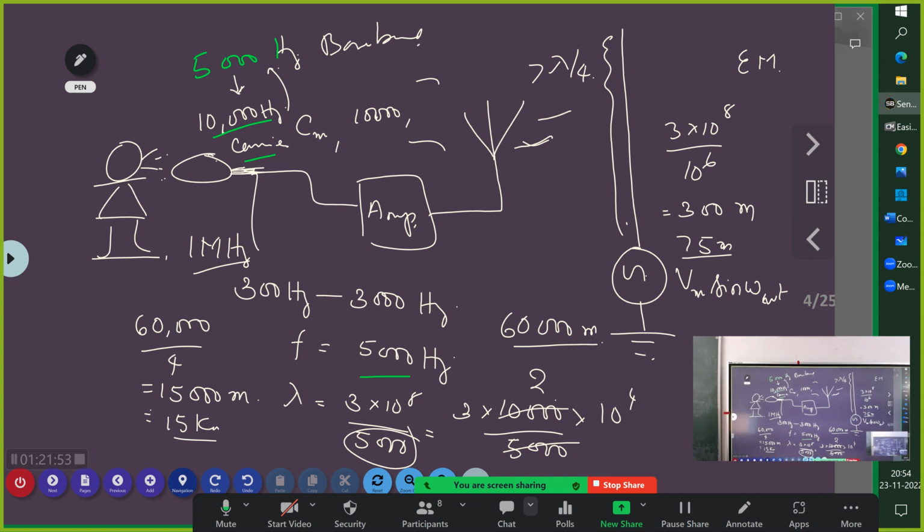Now you see, 15.7.1. Whatever I have explained is here. Therefore, there is a need for translating the information contained in the original low frequency baseband signal into high or radio frequencies before transmission. Modulation is what we do. A modulator will translate a low frequency message signal into another signal at high frequency but containing the same information.